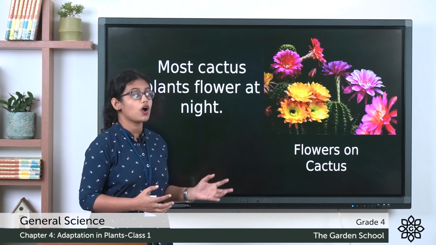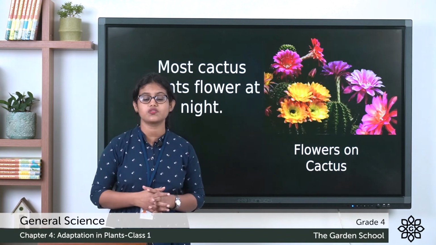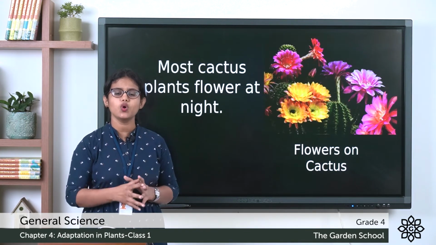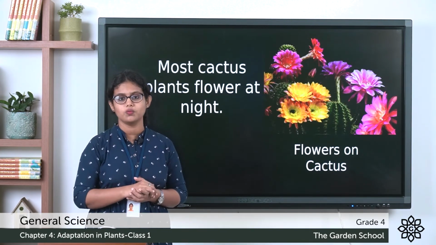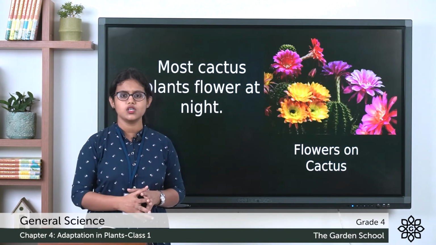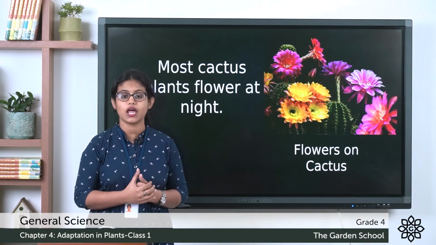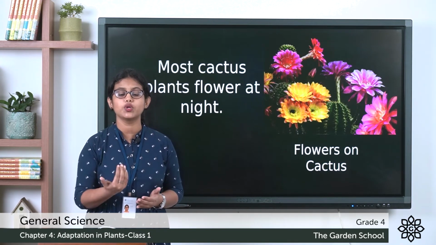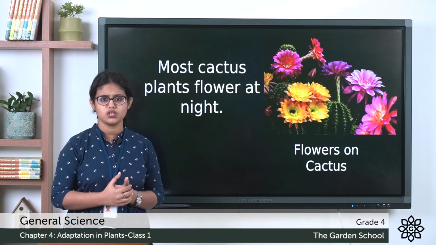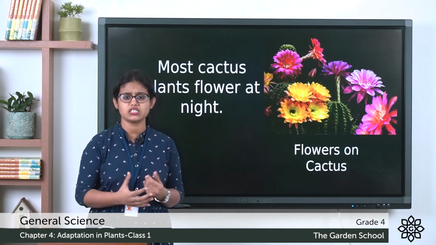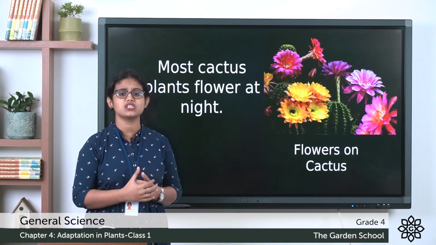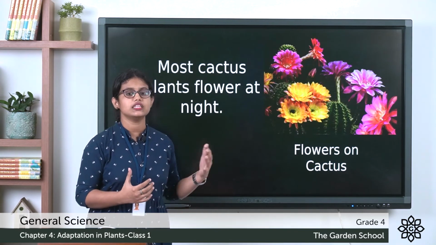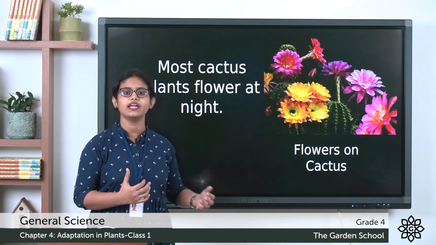Then what about flowers? Have you seen the flowers of a cactus plant? A cactus plant is also a flowering plant. Do you know when these flowers bloom? They bloom at night. Have you ever thought why the cactus plant blooms its flowers at night? Because during the daytime it is very hot. Because of the heat of the desert, the flowers could not survive during the day. So these flowers bloom during the night.